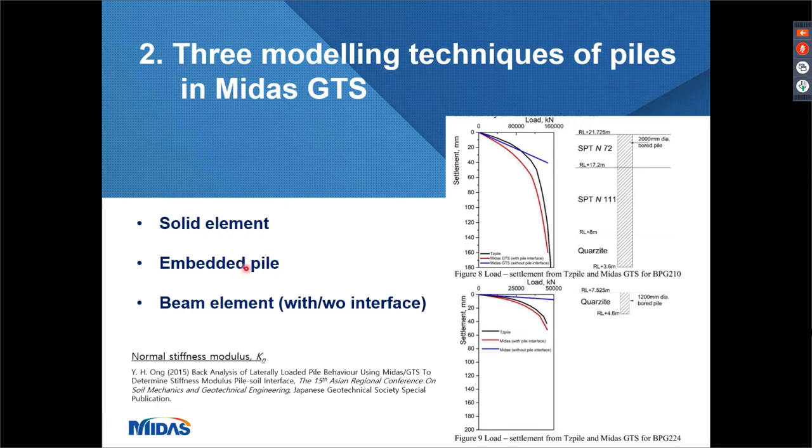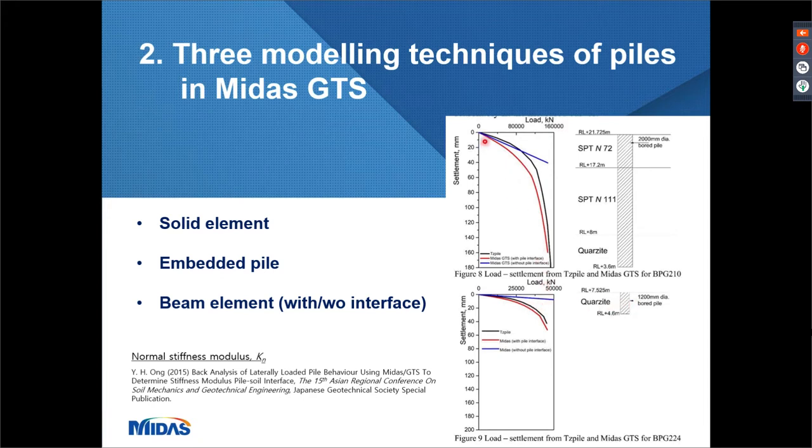Embedded piles are useful when you have a large pile group, for instance, pile supported embankment or stabilizing your slope with piles. The problem with the embedded piles is that you cannot define interface for the embedded pile. The most rigorous and efficient way to model the pile is by using the beam element with or without interface. I have two examples to show you here. These are single pile problems modeled using Midas GTS NX. One is a long pile problem and the other one is a short pile problem. They are all socketed into the rock.